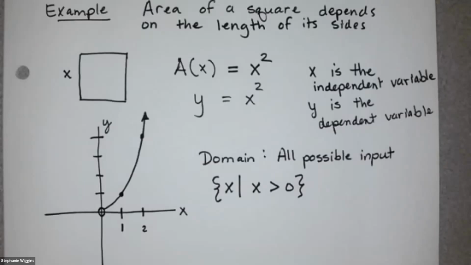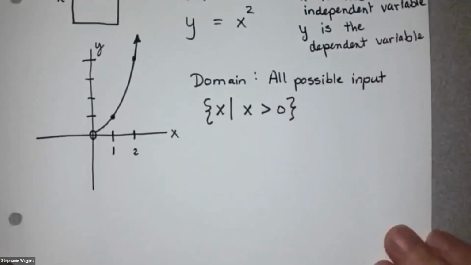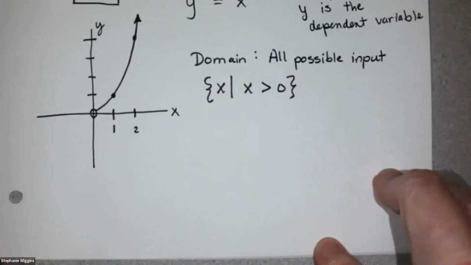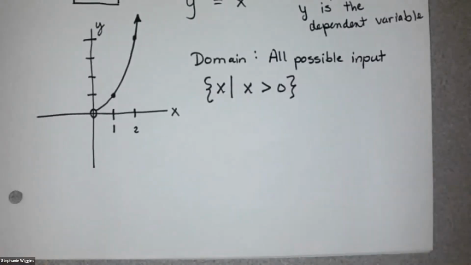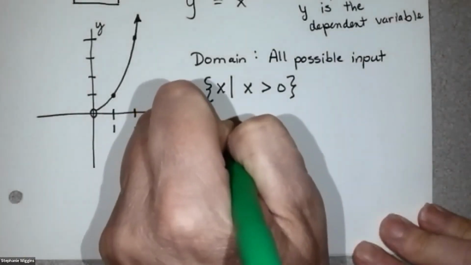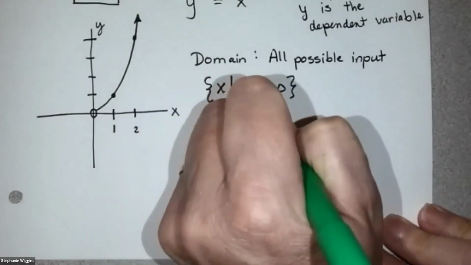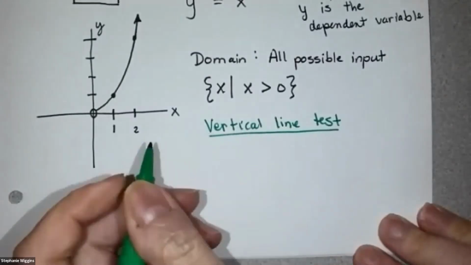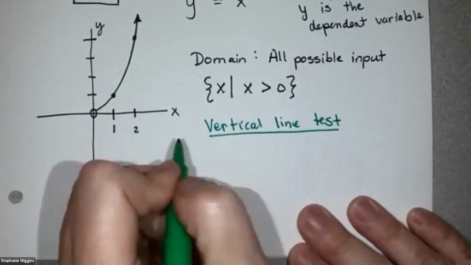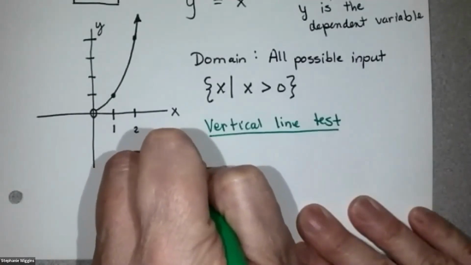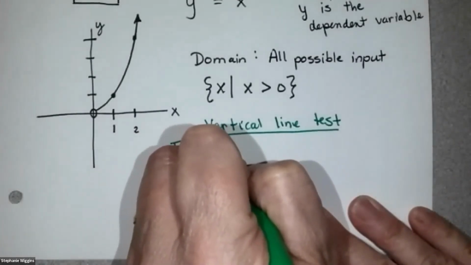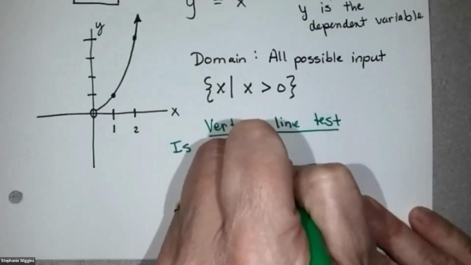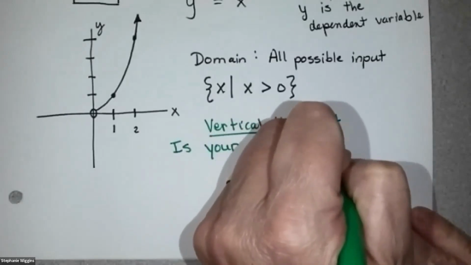So how do we know that this is a function? Well, when you have a graph like this, you would use the vertical line test. And the vertical line test answers the question, is your graph a function?